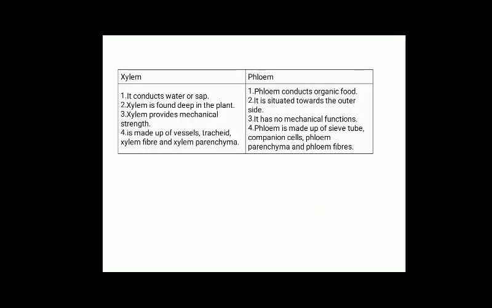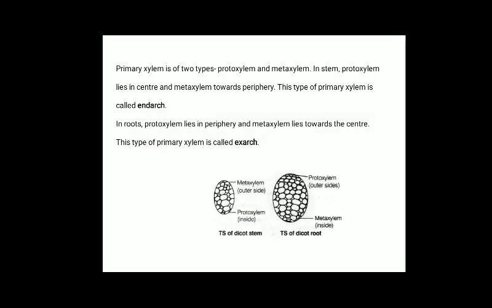Then we will see the differences between xylem and phloem. Xylem majorly conducts water and phloem majorly conducts organic food substances. So here we have the differences between xylem and phloem. Then we will move on with types of xylem, that is exarch and endarch condition. Primary xylem is of two types. One is protoxylem and the other is metaxylem.